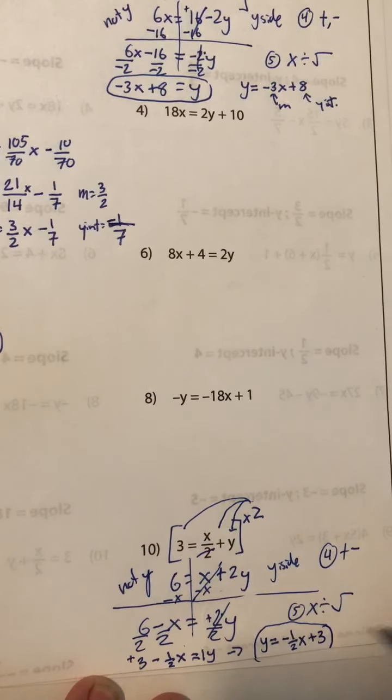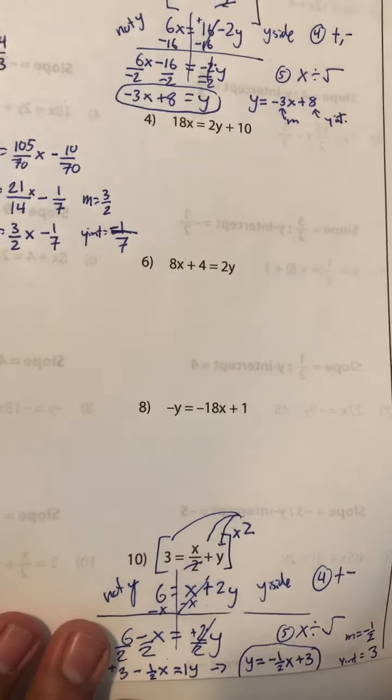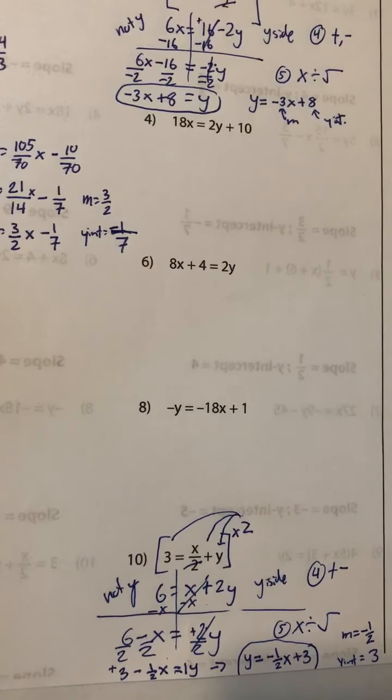Okay. Now from here, we can see that our slope is negative 1/2. And then our y-intercept will be 3. Cool. Alrighty.